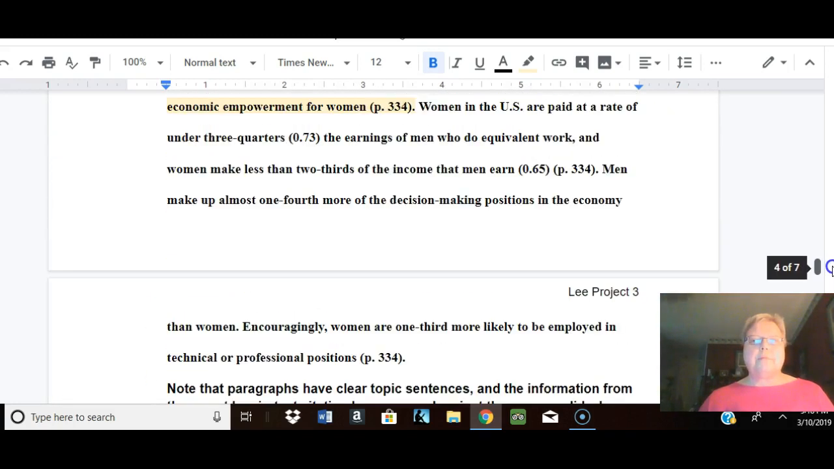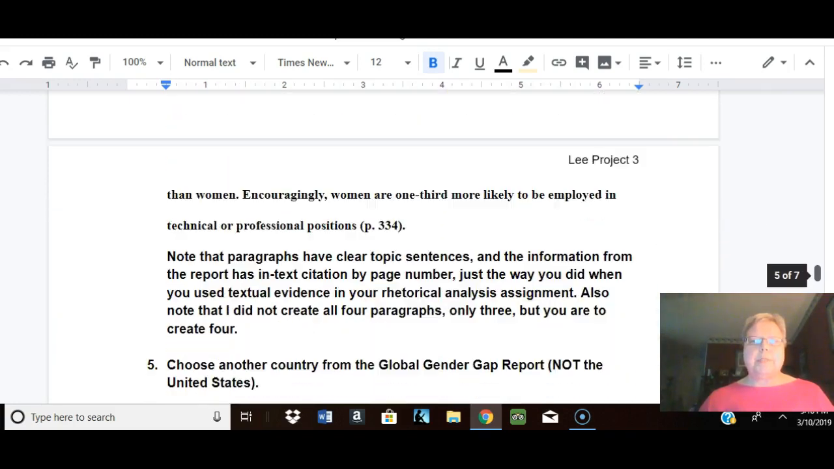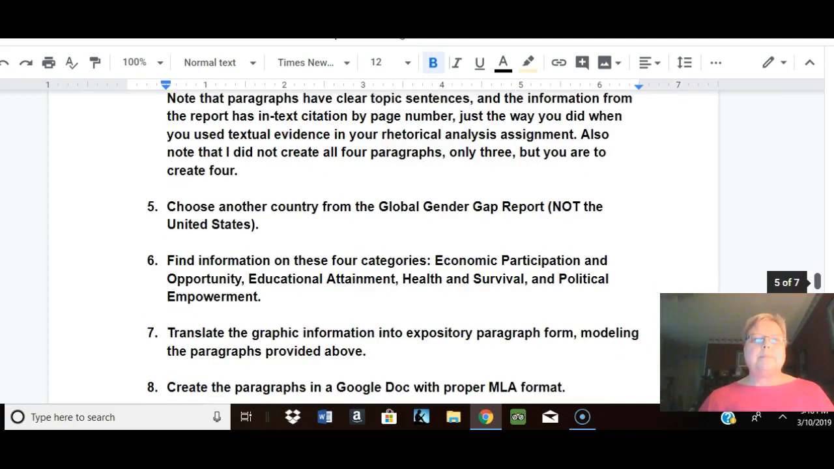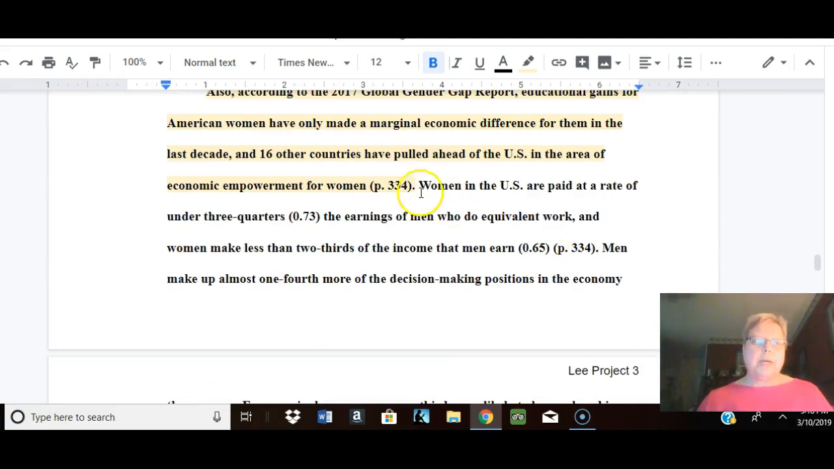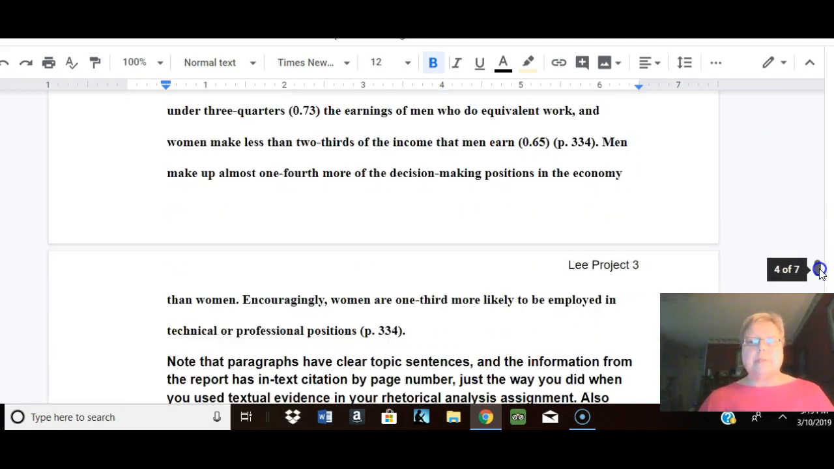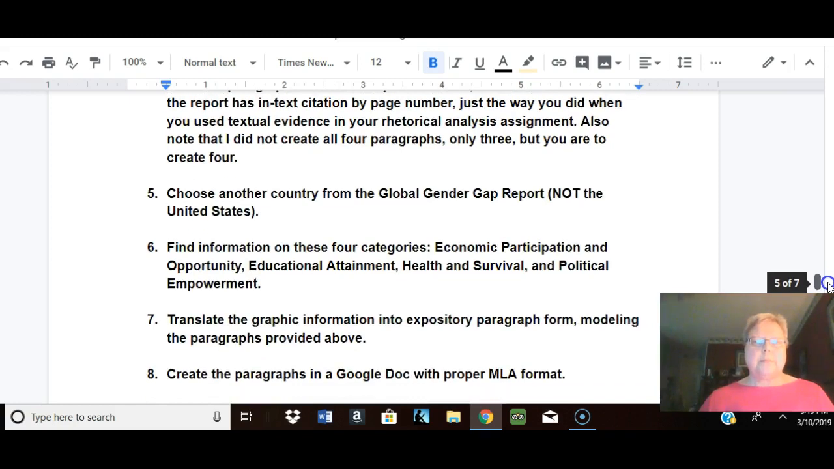I want 4 paragraphs. I only did 3 paragraphs. I didn't cover political empowerment, but that's what I want you to do. Also notice that within the paragraphs, I put the page number for where that information came from. The page numbers are going to be just one of two because there are 2 pages for each country. So you'll just have to note which page you got it from.